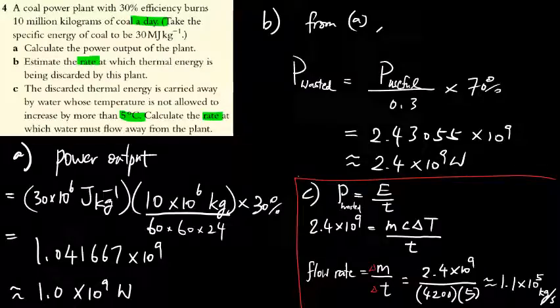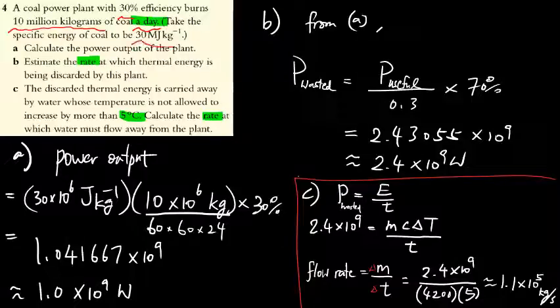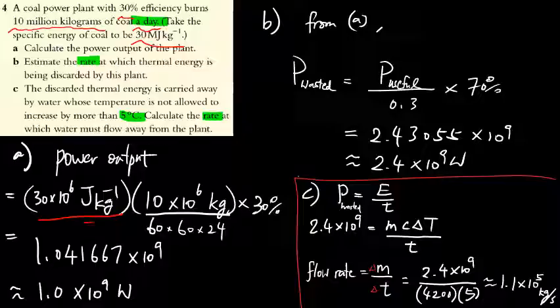4A, it's a very simple question, just pay attention to the unit itself. Let's look at the question. It's at 30% efficiency, and then you burn 10 million kilograms of coal a day, and take the specific energy to be this. And then part A is to calculate the power output. So what you do is you take the specific energy. Remember, it's times kg. If you are not so familiar, I would recommend you put down the unit like what I did here.